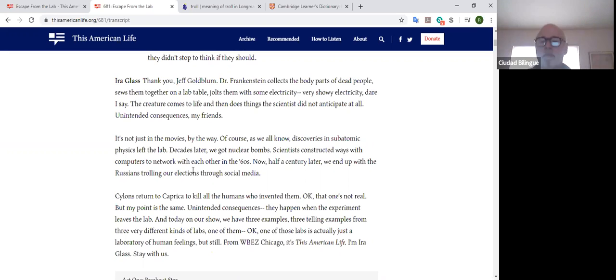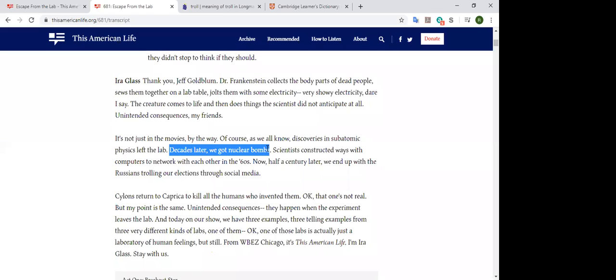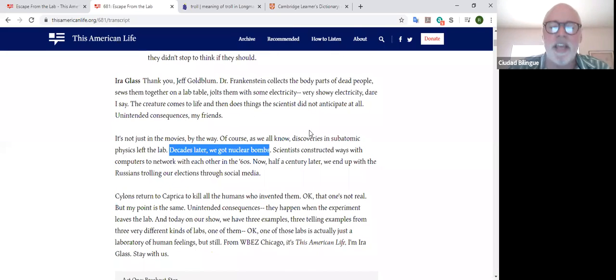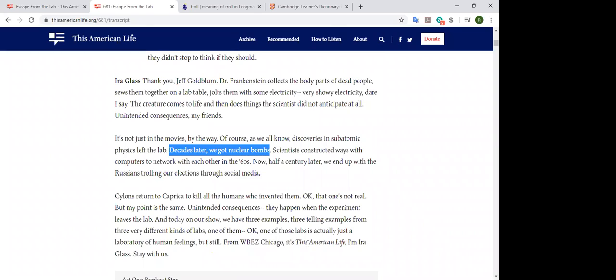All right. Andres Felipe. Yes, teacher. Go with this sentence, please. Okay, just a second. Do you need me to move it? No, no, it's perfect. Okay, let me say the sentence once. Sorry, I'll say it first because we haven't heard it for a while. Okay. Decades later, we got nuclear bombs.